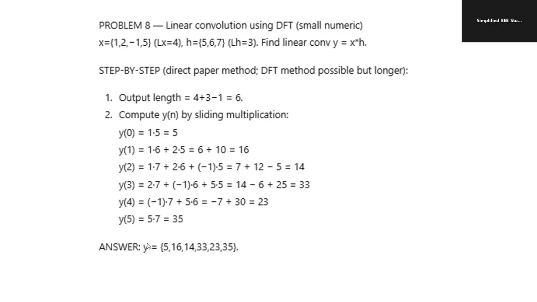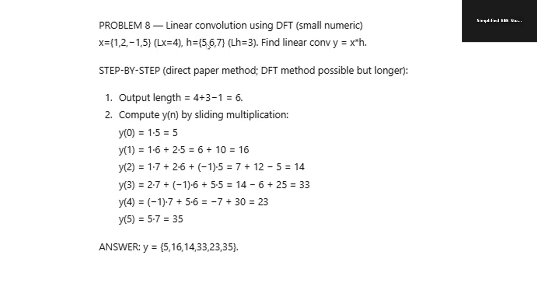So kindly verify once. Linear convolution using DFT. The parameters are given, and you are supposed to calculate x convolution h. Linear convolution, you have to go for that. Follow the step-by-step procedure. First compute the output length. Length of x is equal to 4, since 1 plus 2 plus 3 plus 4, total 4 samples.